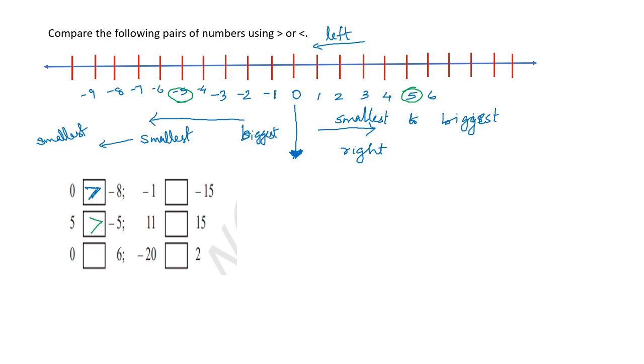0 and 6. 0 is over here. 6 is towards the right. As you move towards the right, it becomes bigger. So 6 is bigger.